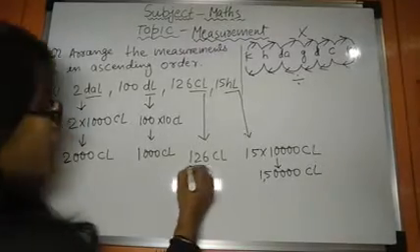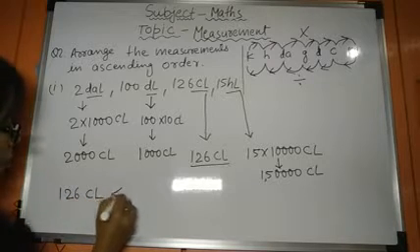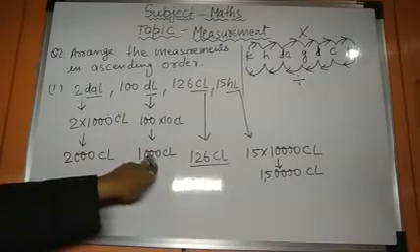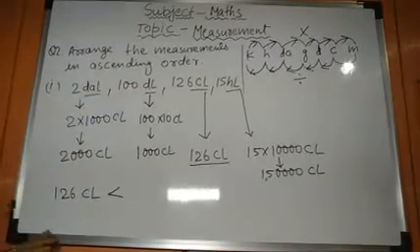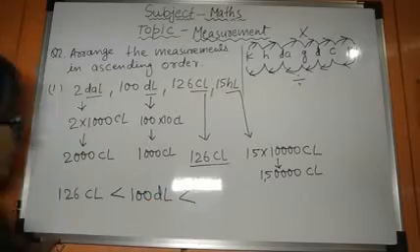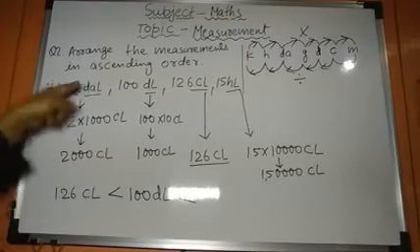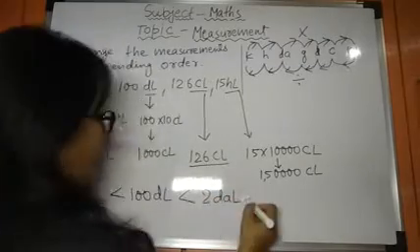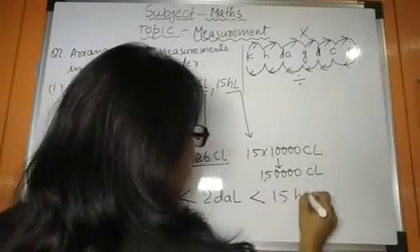Now you can see which one is the smallest here. Smallest one is 126. So we will write 126 centiliter. After that, which one should come? This 1000 centiliter means 100 deciliter. So 100 deciliter. Now the third one is, which one? 2000 centiliter means 2 decaliter. And the last one will be 15 hectoliter.